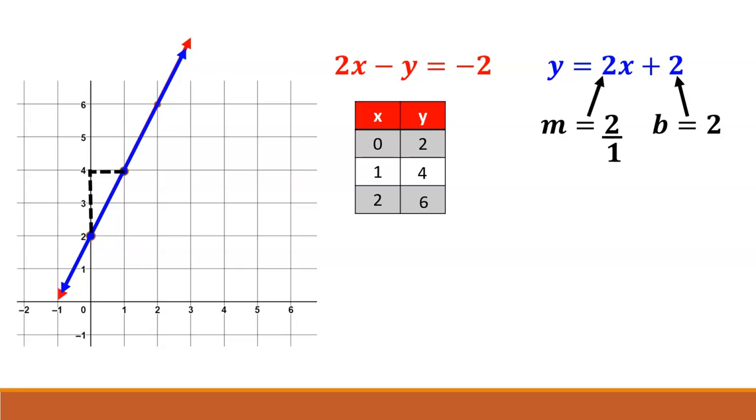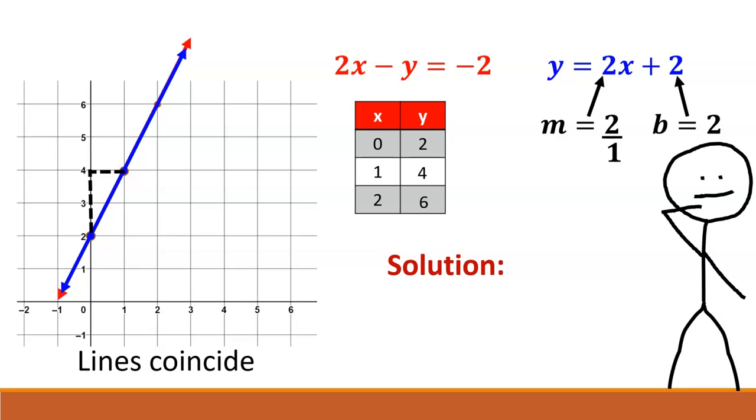Can you see that the lines are right on top of each other? That means the lines coincide. So what's the solution? What points do they have in common? Well, any point that's on one line is also on the other line. And since a line consists of an infinite number of points, the solution is infinite solutions. All ordered pairs that make the first equation true will also make the second equation true, and that's an infinite number of points that they share.